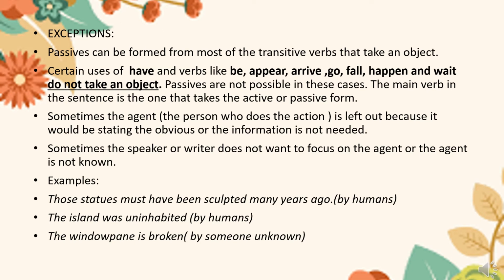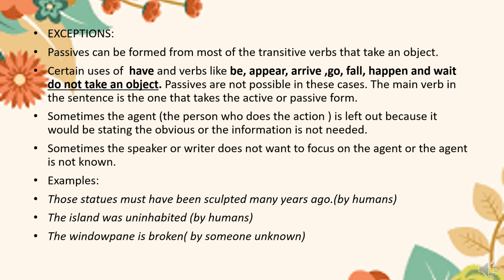Now, children, there are some exceptions to this rule. Passives can be formed from most of the transitive verbs that take an object. Now, children, what are transitive verbs? Transitive verbs are those verbs which have an object. Now, certain uses of have and like, be, appear, arrive, go, fall, happen, and wait do not take an object. Passives are not possible in these cases.